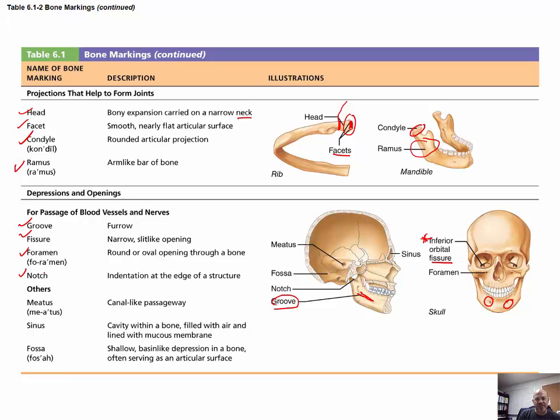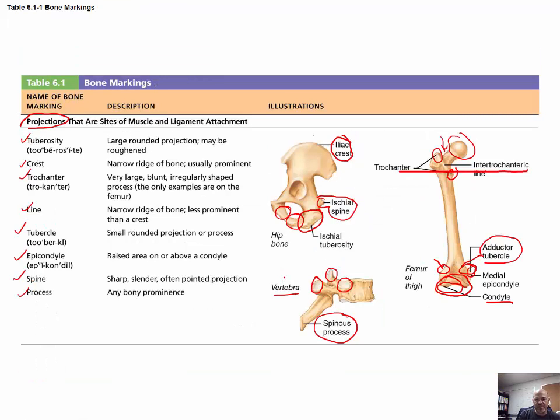And then we have a notch. A notch is going to be an indentation on the edge of a structure. For example, right here in the mandible, we have a notch between the two processes up on the mandible. It's pointed to right here. We can go back to the hip bone over here and we can see examples of notches. There's a notch right in there.